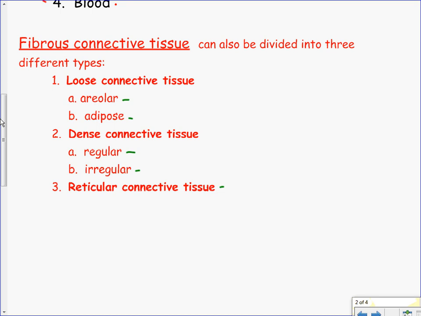We've got dense connective tissue and we have loose connective tissue. And then we have reticular connective tissue. The first one that we're going to talk about is loose connective tissue. This is mainly what we kind of started talking about.